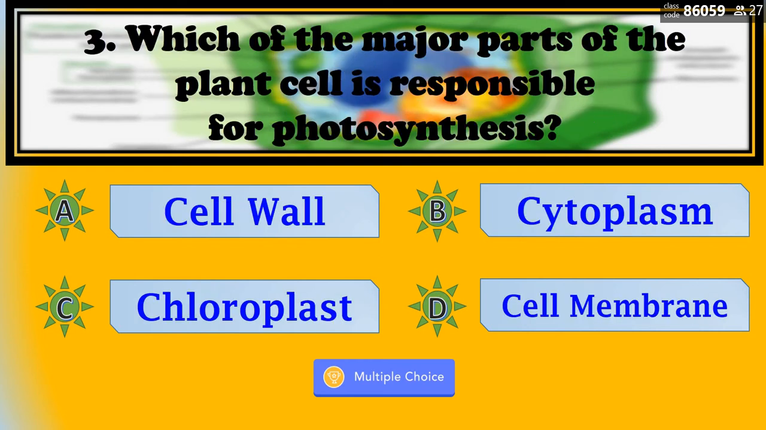Number 3 question. Which of the major parts of the plant cell is responsible for photosynthesis? A, cell wall, B, cytoplasm, C, chloroplast, D, cell membrane. Go. Time is up. Correct answer for number 3 is letter C, chloroplast.